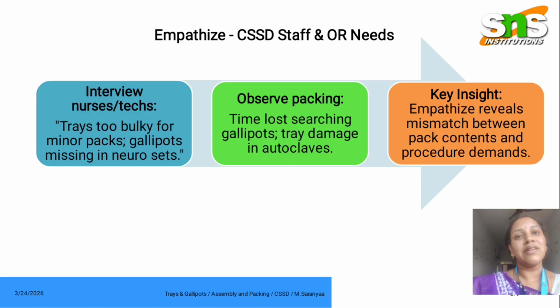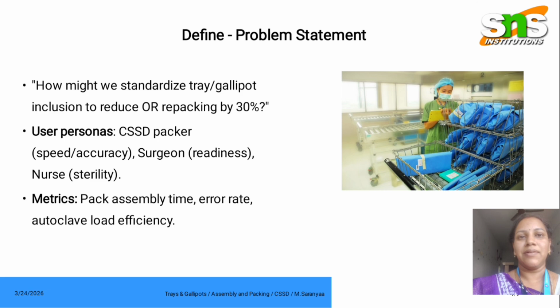So assembling is a major thing that has to be done before sterilization. If your assembling is delayed, automatically the sterilization process as well as the placing of gallipots can also be affected. So the problem statement here is, how might we sterilize a tray or a gallipot inclusion to reduce repacking by 30%. So the CSSD packers, they need speed and accuracy.